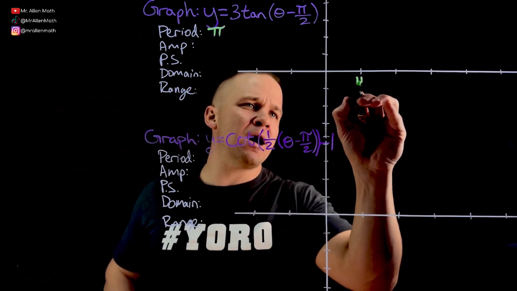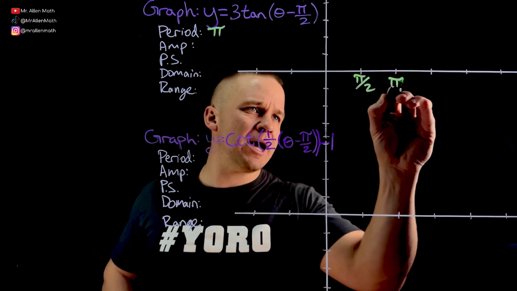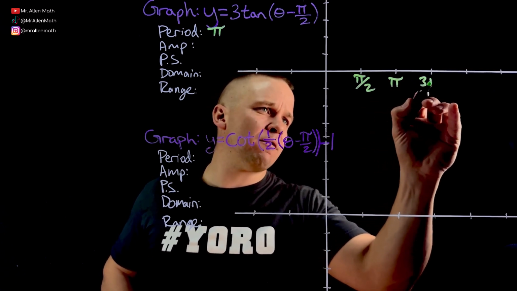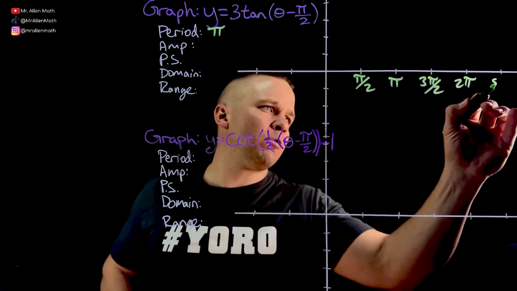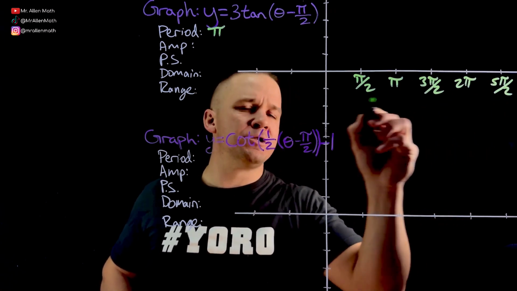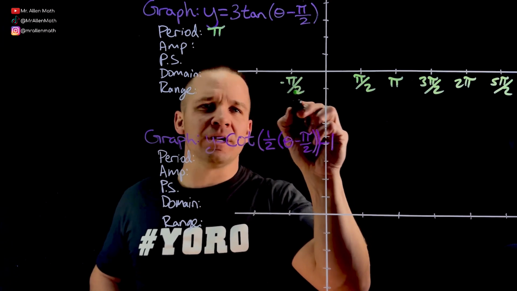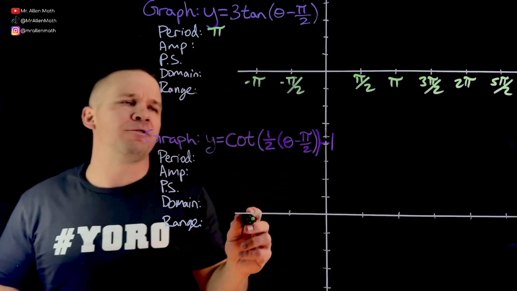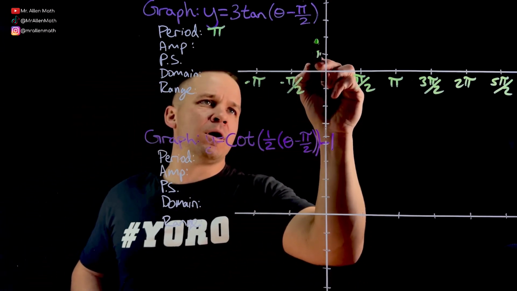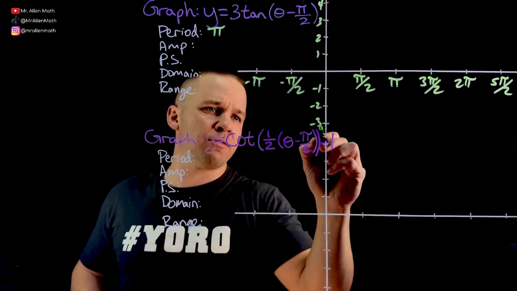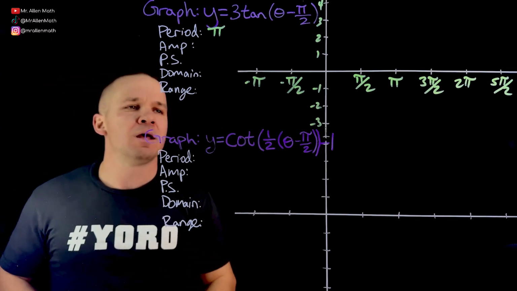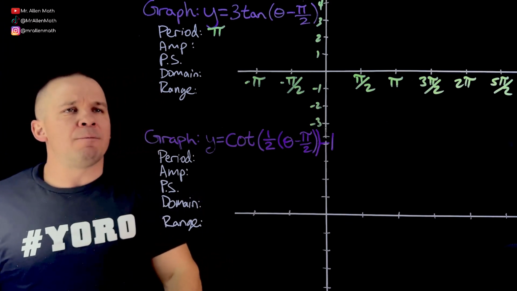All right, so I'm going to do pi over 2. We got pi. We've got 3 pi over 2. 2 pi. And we'll go one more. We'll go 5 pi over 2. And we got negative pi over 2. We're just gonna do it all. There we go. And we got 1, 2, 3, 4, negative 1, negative 2, negative 3. I'm not even gonna go down to negative 4. Lovely.